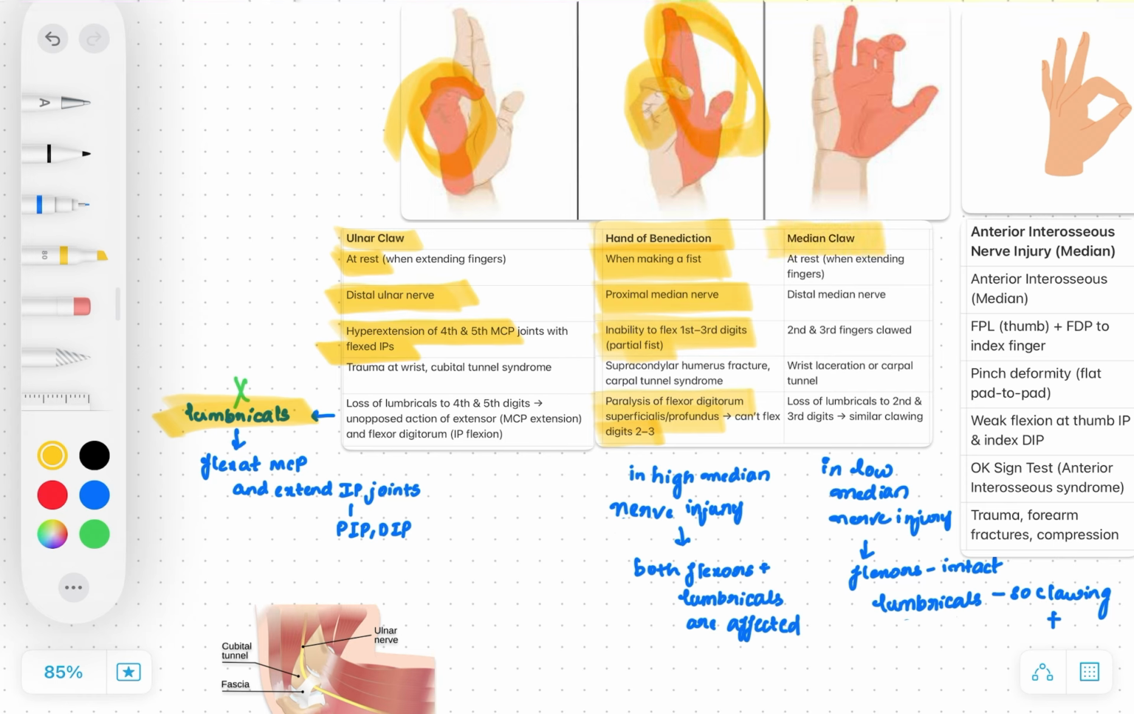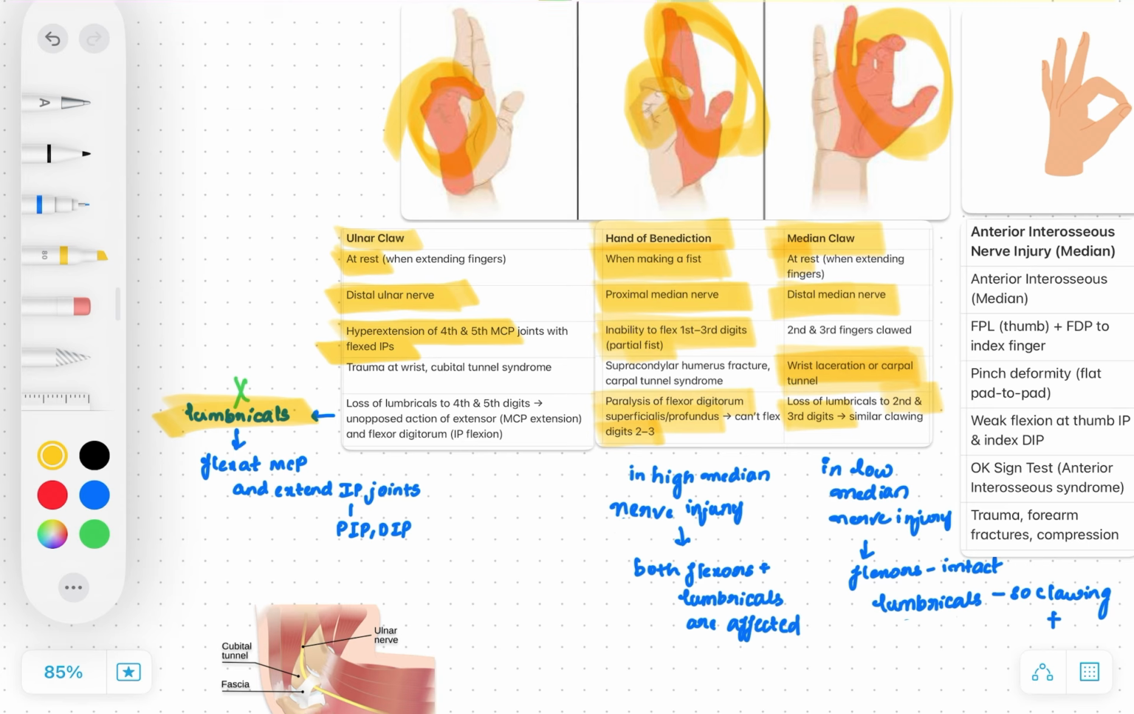Next is median claw. It is seen in distal median nerve injury. So whenever there is wrist laceration or carpal tunnel syndrome, this is seen. At rest only, the patient will have clawing of these three fingers. This is because of loss of lumbricals of the second and third digits.